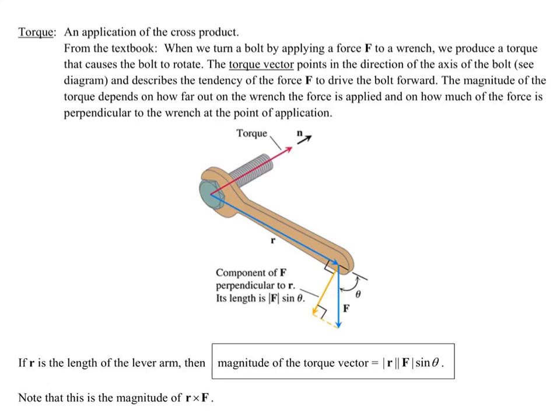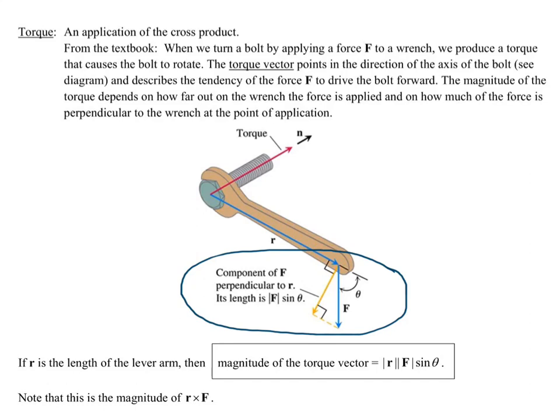The magnitude of the torque depends on how far out on the wrench the force is applied and on how much of the force is perpendicular to the wrench at the point of application. Now if you look at the diagram, you have R as the length between the center of the bolt and how far out on the wrench you're applying the force. And then we're really interested in the downward or 90-degree angle component of the force. So the force that makes a 90-degree angle with R.